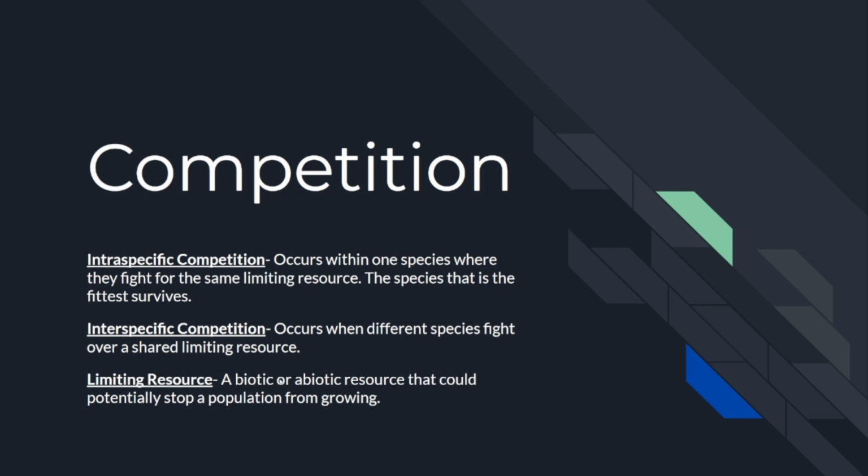A limiting resource is a biotic or abiotic resource that could potentially stop a population from growing. So think food, water, stuff like that. Now, interspecific competition occurs when different species fight over a shared limiting resource. So it's the same thing as intraspecific competition, but it occurs between multiple species.